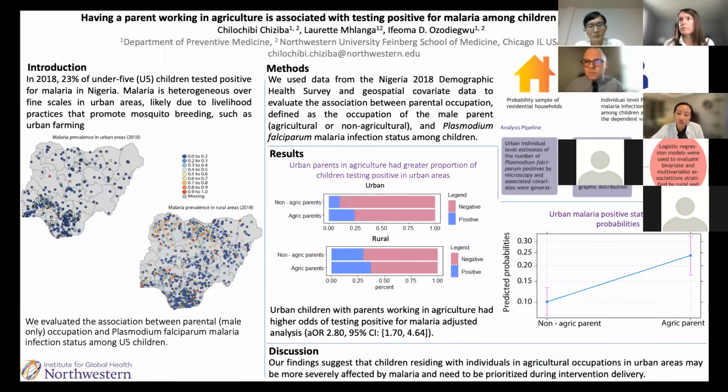And with that, our findings seem to suggest that children residing with individuals in agricultural occupations in urban areas may be more severely affected by malaria. Therefore, there's basis to suggest the need for them to be prioritized during interventions in urban areas. In addition, the data also suggests that there's need to further understand how agriculture practices contribute to malaria burden in urban areas to better inform the design of control programs. Thank you.